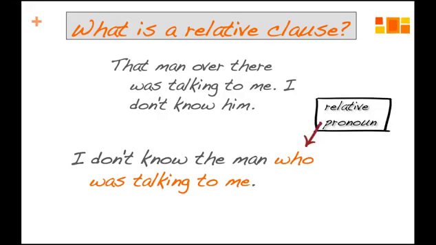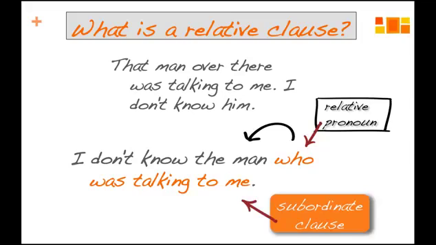Now let's have a closer look. First of all, this relative clause starts with who, and who here is a relative pronoun. And it's pretty obvious, when there's a relative pronoun in a clause, then also this clause becomes a relative clause. Now, this relative pronoun refers to the man, and it's giving information about that person. The relative clause gives you information about people, about animals, or about objects. And here the information is, the man was talking to me.